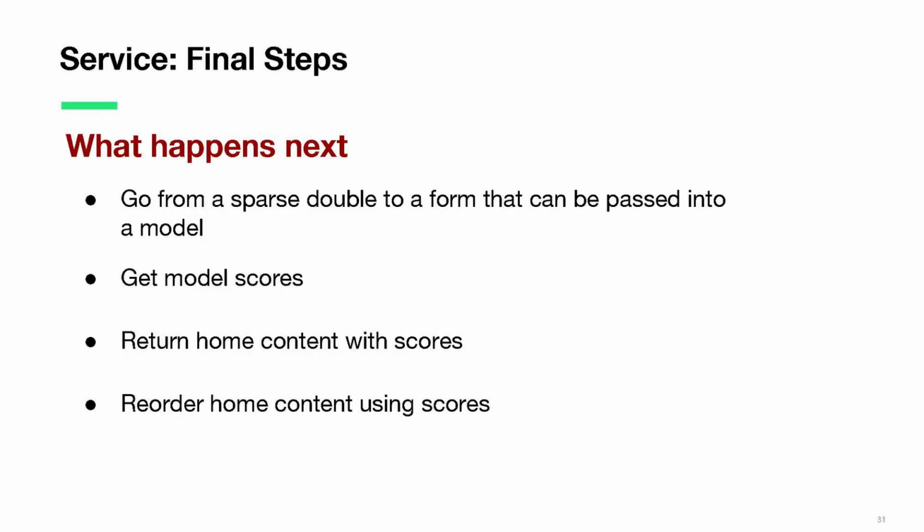All right, so what happens next after we run Featran is we go from a sparse double to another form that can be passed into a model, get the model scores, return the home content with the scores, and then reorder home content using the scores.